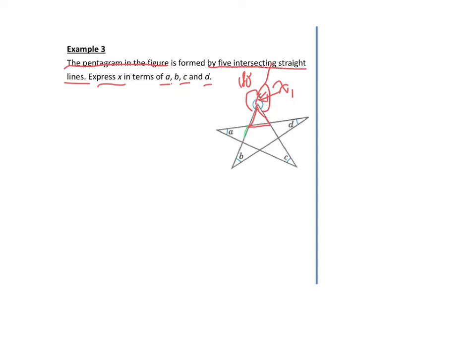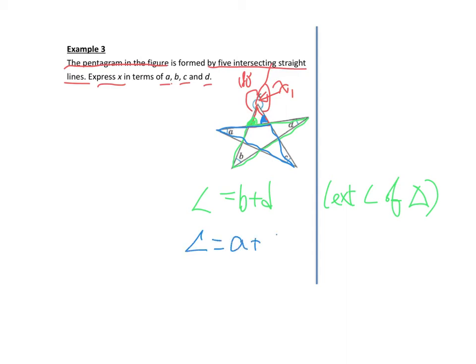And by observing this green triangle, we can see that this green angle will be equal to b plus d. That is the external angle of the green triangle. And if we observe this other blue triangle, this blue angle would be equal to a plus c. It is also by the property of the external angle of a triangle.